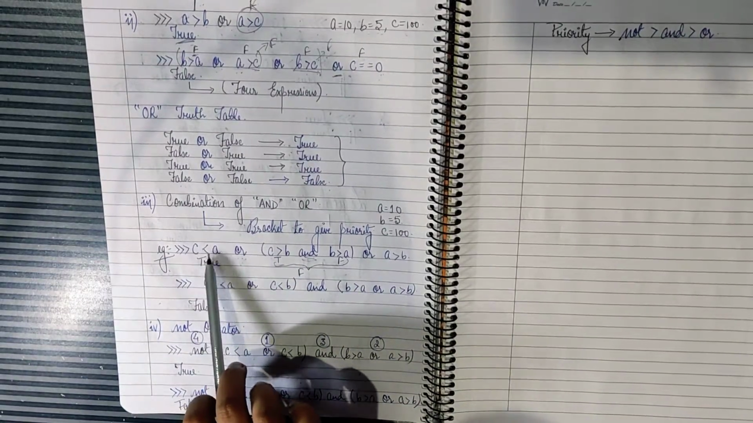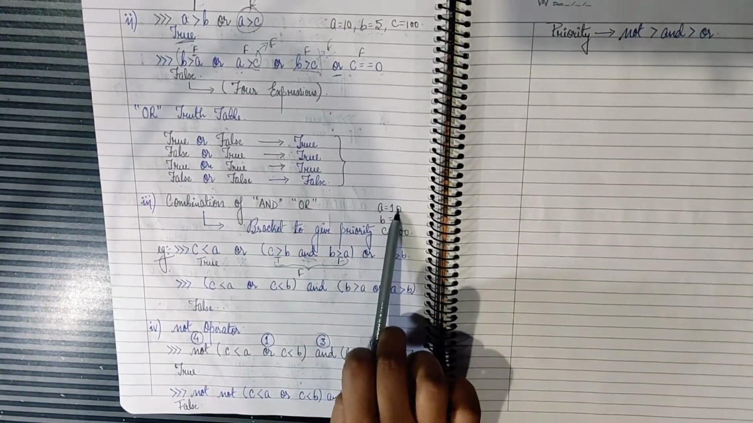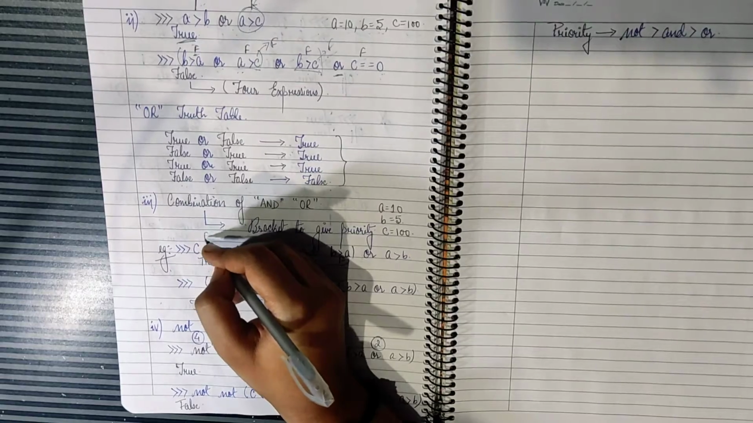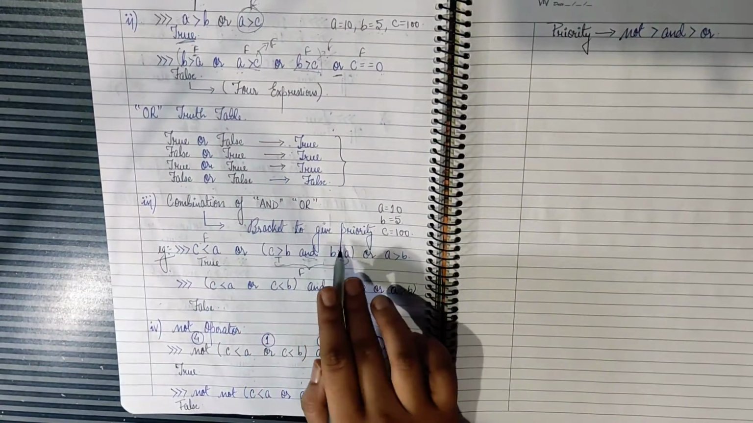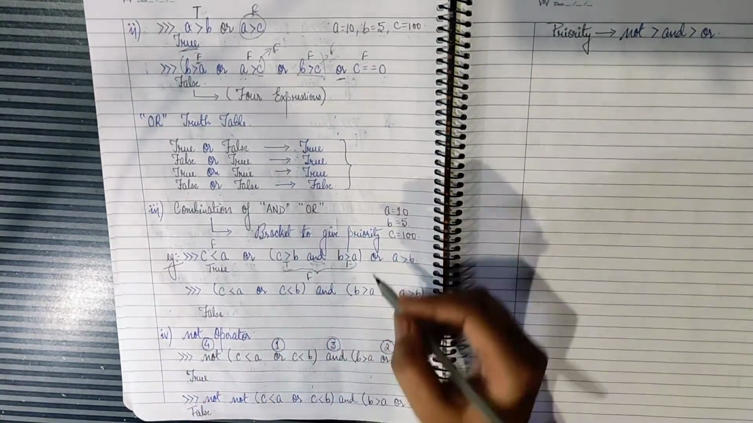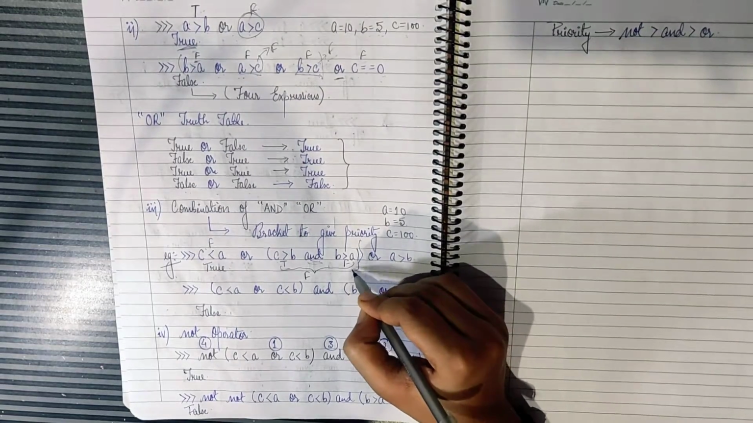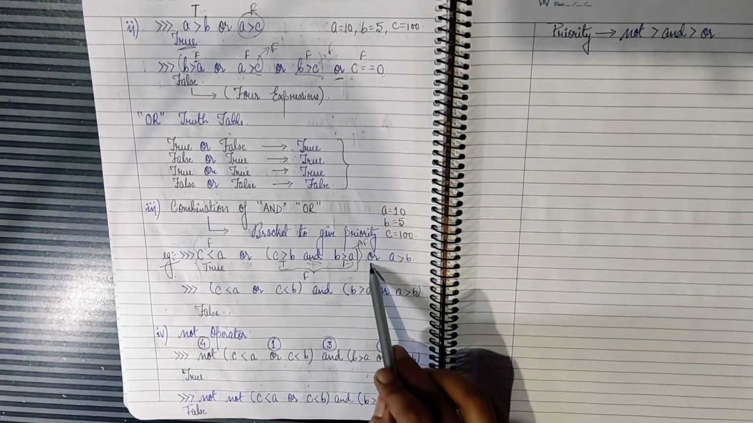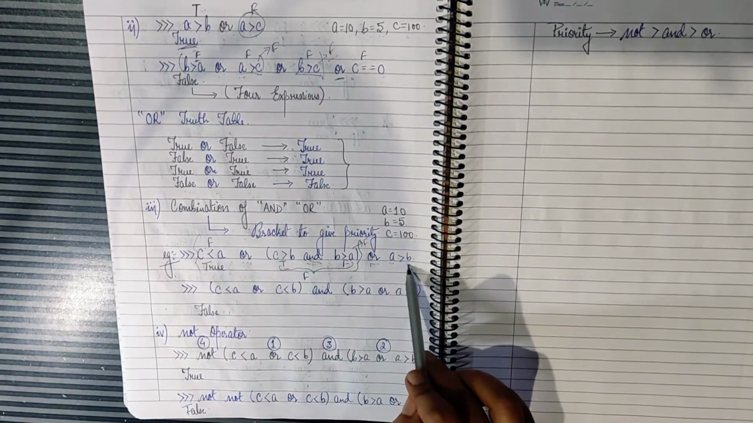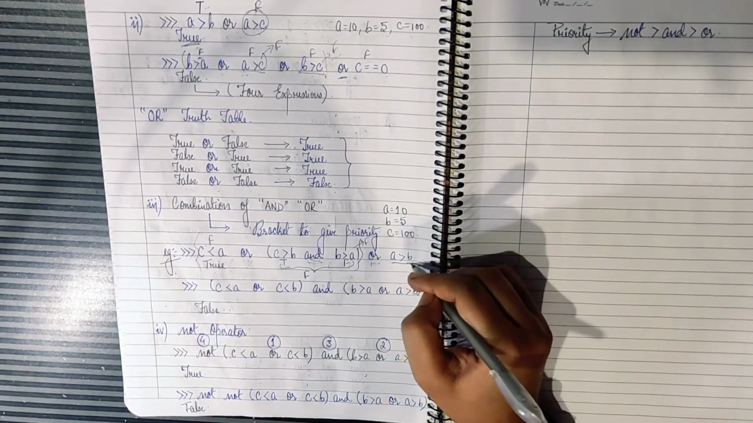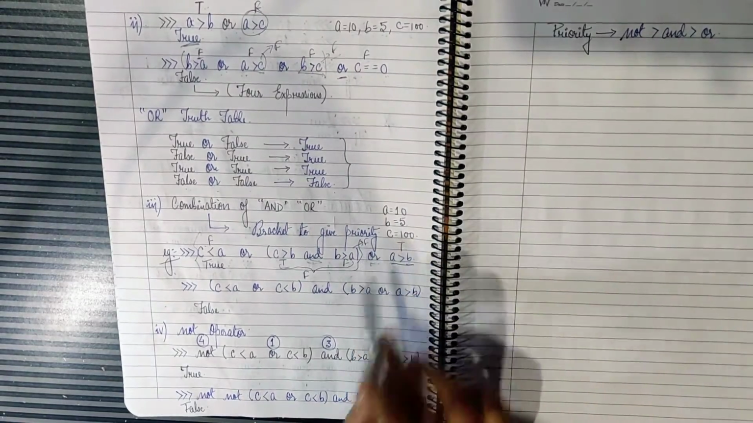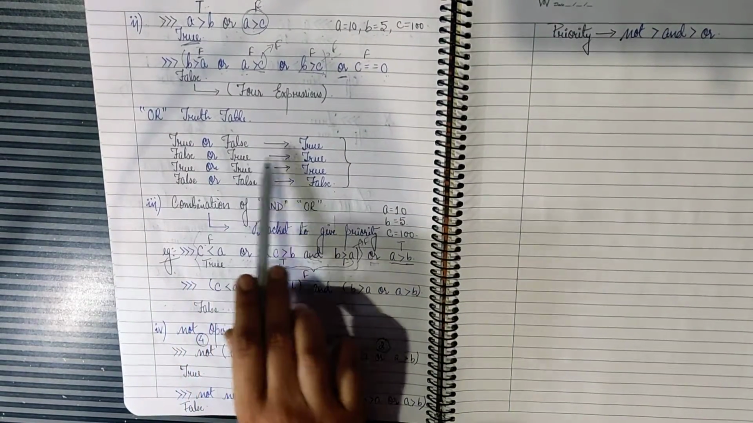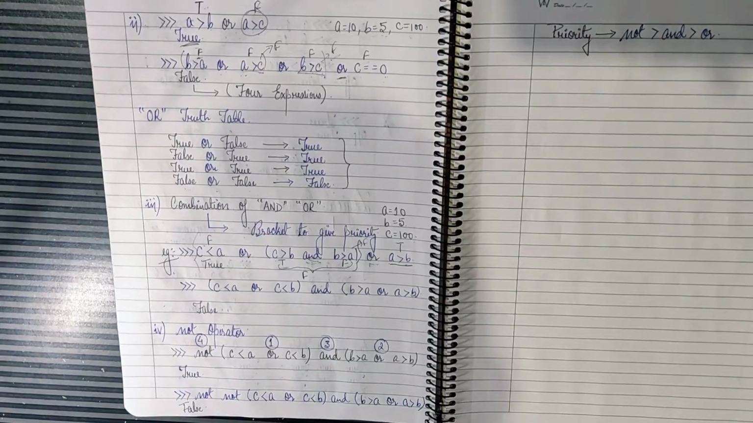Now C is less than A. Is 100 less than 10? No, this is also false. So false or false, this whole statement will return false. So this whole statement, from here to here, has returned false. Now we have to check with the other OR. Is 10 greater than 5? Yes, this statement is true. So false or true will return true. So the output is true.